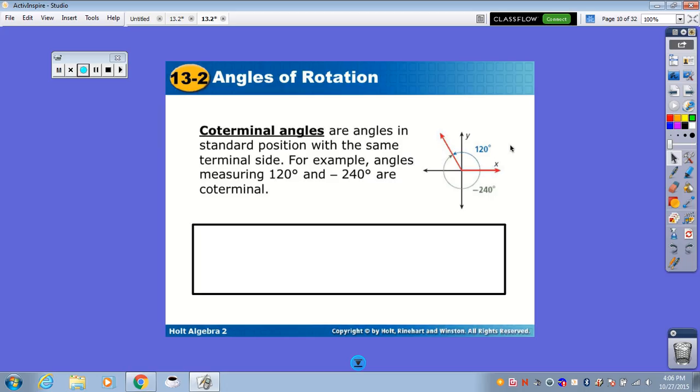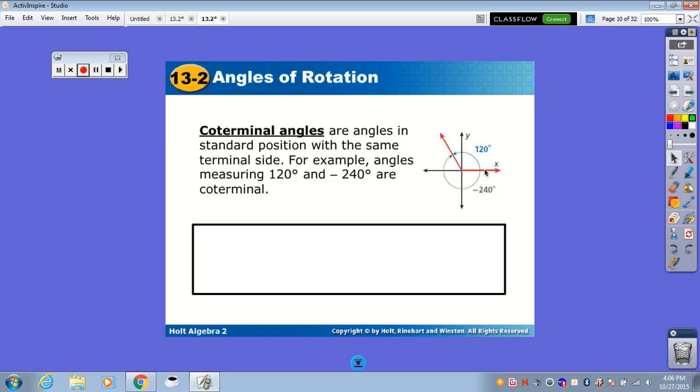When we're talking about coterminal angles, we're talking about the terminal side being in the same place for a number of different angles. For instance, in this picture, 120 degrees has a terminal side in the second quadrant, whereas a negative 240 degree angle also has exactly that same position for its terminal side. Given that they both land with the terminal side in exactly the same position, we call them coterminal angles.